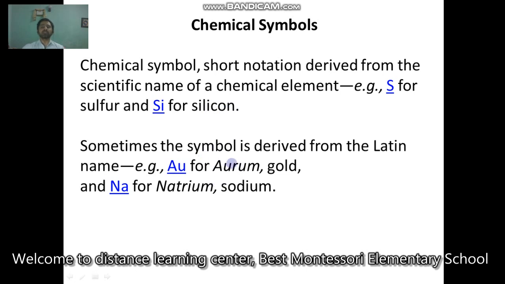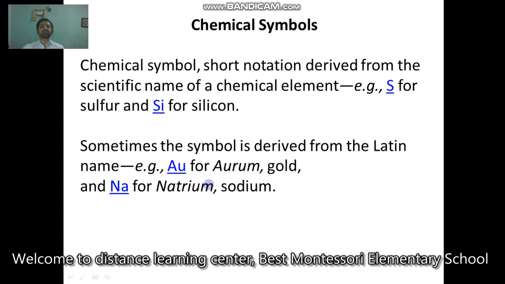And some of the elements have symbols according to their Latin names. For example, the Latin name of gold is aurum. Its symbol is Au, although the name gold starts with the letter G. Why? Because this is derived from the Latin word aurum, and Au stands for aurum, meaning gold. Similarly, the Latin name of sodium is natrium, and we have Na as the symbol of the element sodium.